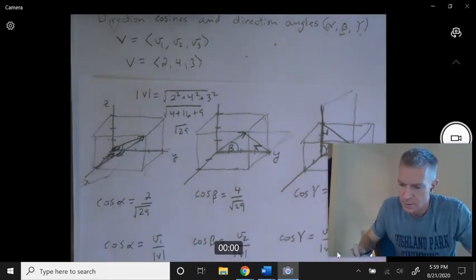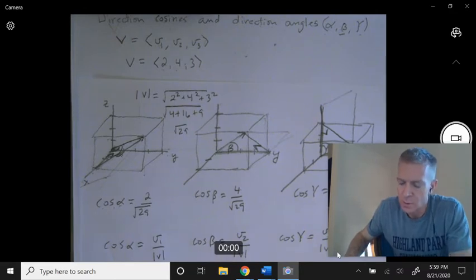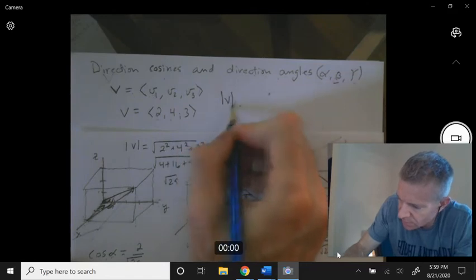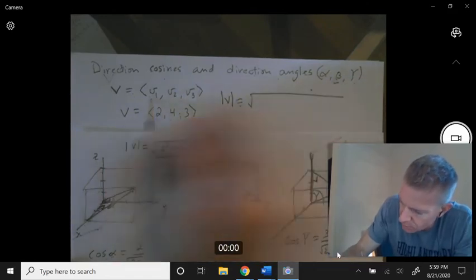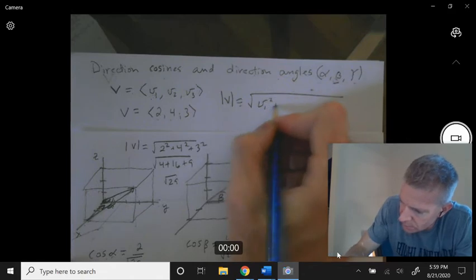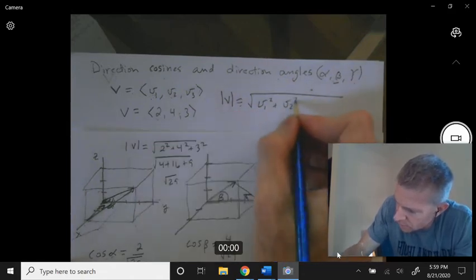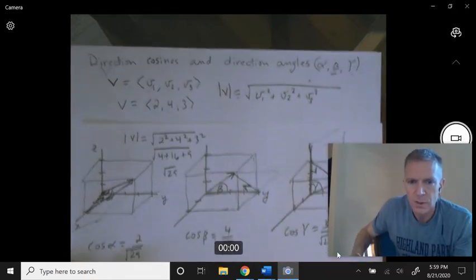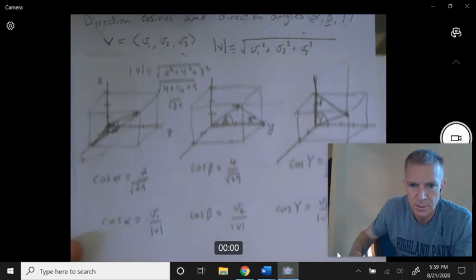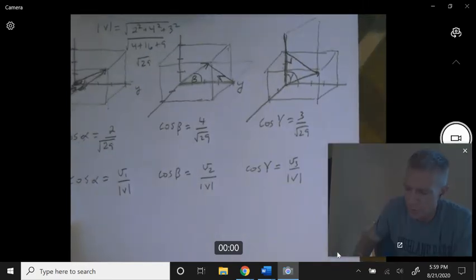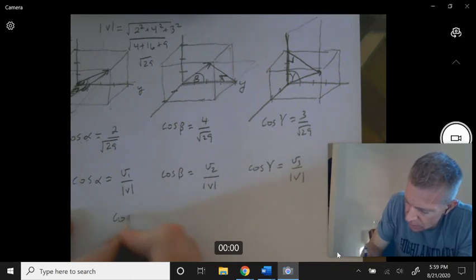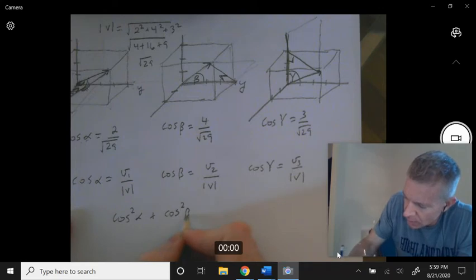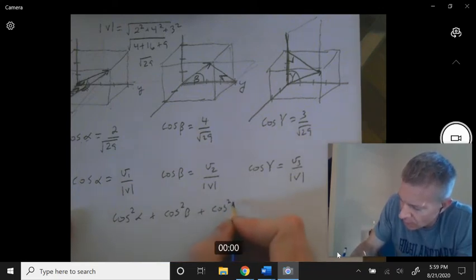Now, going back, I want to show you one more thing. When we find the magnitude of the vector v, we do the square root of v1 squared plus v2 squared plus v3 squared. So we're going to look at another property of your direction cosines. What happens if I take cosine squared alpha plus cosine squared beta plus cosine squared gamma?